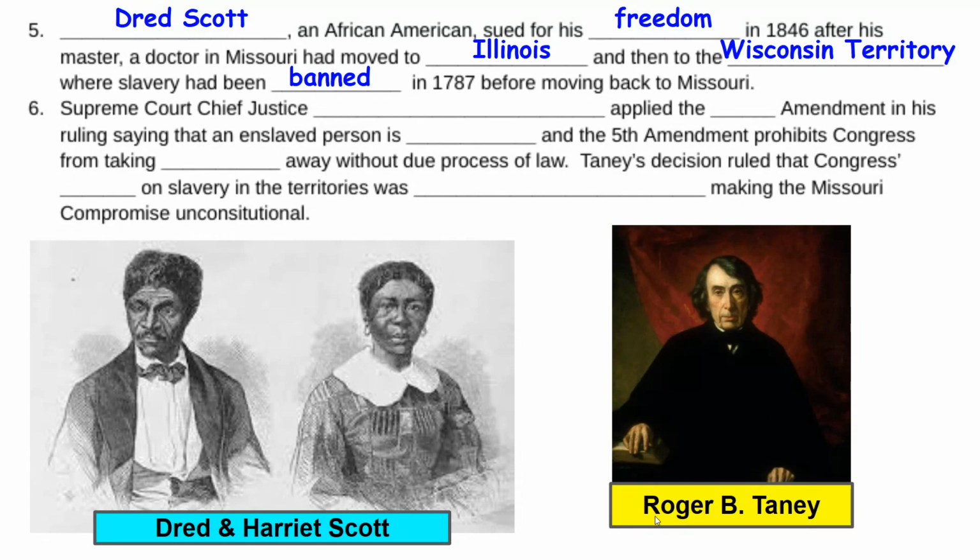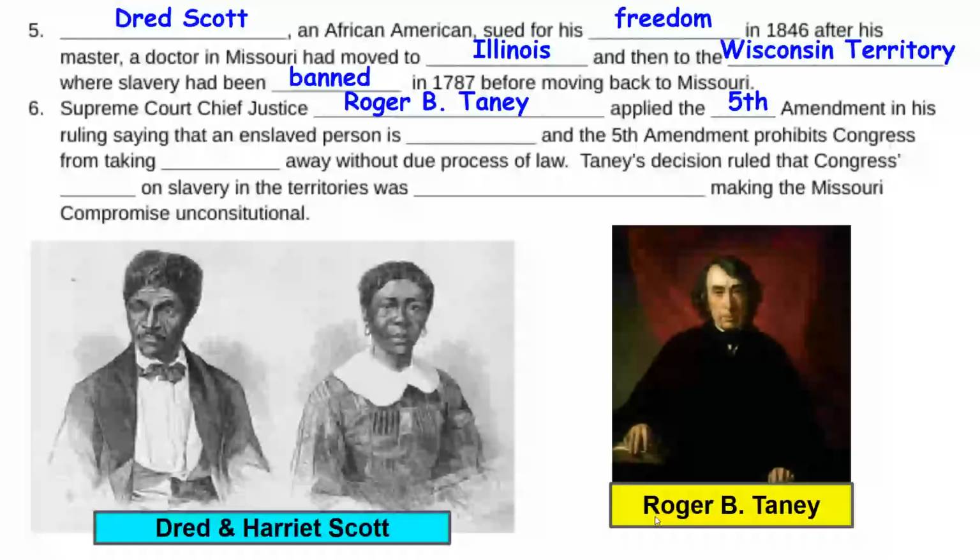And this court case is going to start in Missouri in the 1840s, and it's going to work its way all the way up to the United States Supreme Court in the 1850s. And Justice Roger B. Taney, whom you see in his portrait there, who was from the state of Maryland, was the Chief Justice of the Supreme Court at that period of time. He applied the Fifth Amendment to this case.